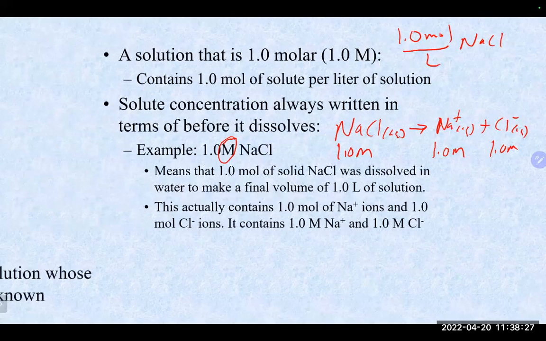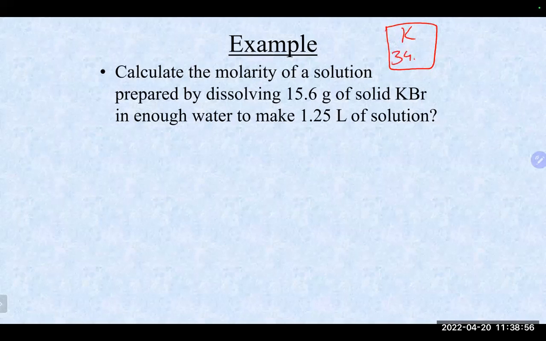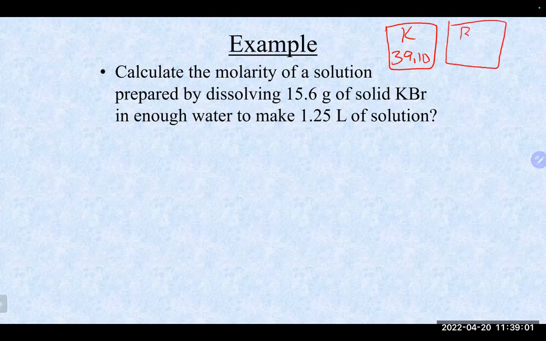Okay. All right. So that was just a little side trip there of some applications of molarity. What's actually calculated here. So take a couple minutes here and calculate the molarity of a solution that's prepared by dissolving 15.6 grams of KBr in enough water to make 1.25 liters. Let me give you some periodic table stuff that will be helpful here. That is 39.10 for potassium, and bromine is 79.90.